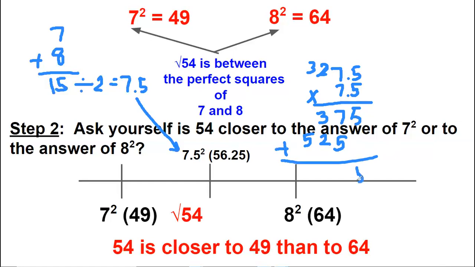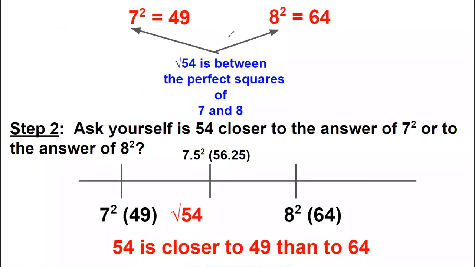5. 7 and 5 is 12. Carry the 1. 3, 4, 5, 6. And then a 5. And where do I put my decimal? I have 1 after the decimal here, and I have 1 after the decimal there. So 2 spots. So that's where this 56.25 comes from. I do want you doing that.